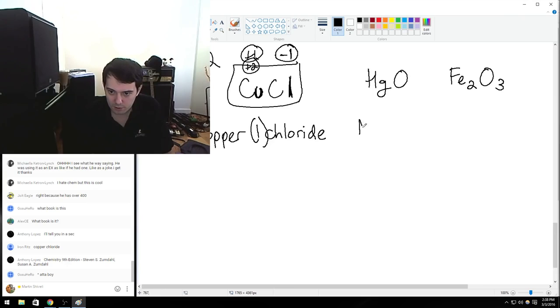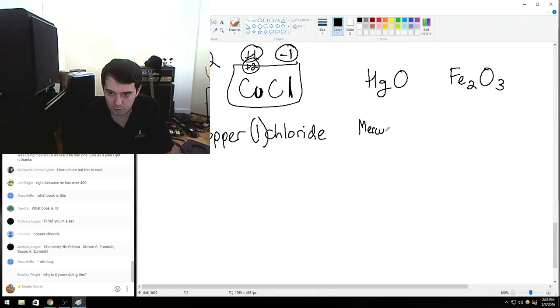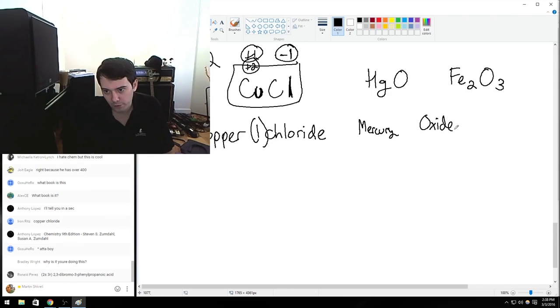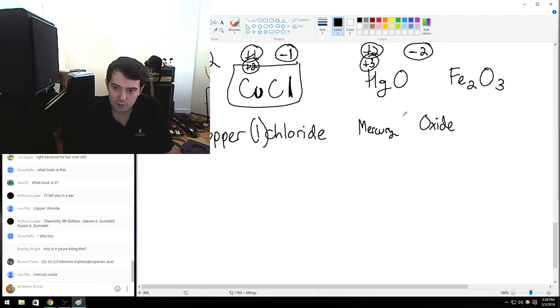How about this one? This is mercury. And this is oxygen, so it's the anion, so we're going to say mercury oxide. But again, oxygen takes a negative two. Mercury can take a plus one or a plus two, I believe. Say mercury 2 oxide.